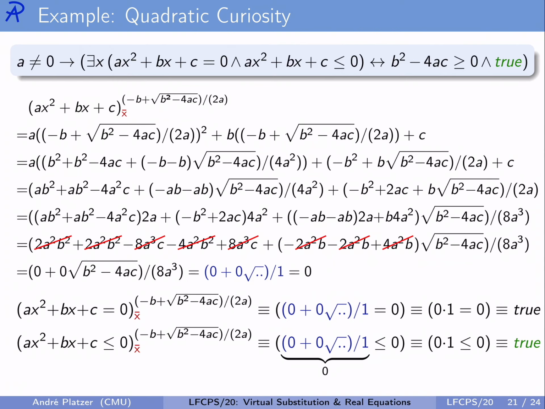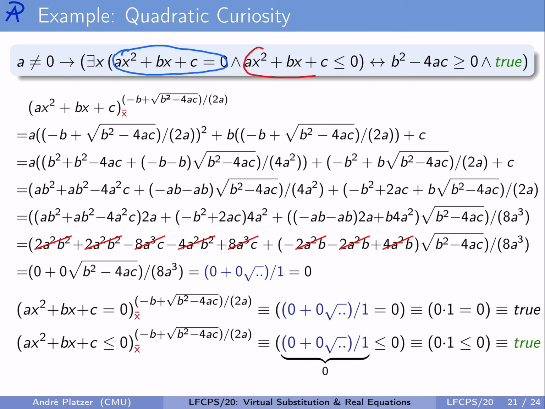So let's just try what happens when we use this virtual substitution principle for quadratic equations in a simple example. We have that a isn't zero, so whenever in our quantified formula we have ax squared plus bx plus c equals zero, it's a proper quadratic equation. We don't have to worry about it possibly degenerating into a linear equation because a could be zero. And then we ask whether this formula here, the solution of this one, is true in essentially itself again.